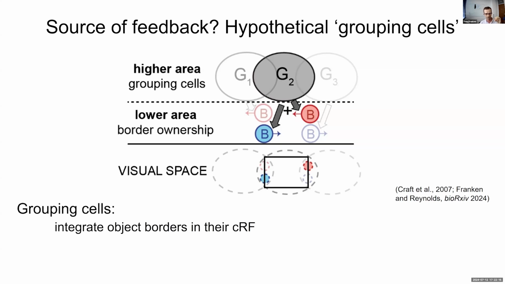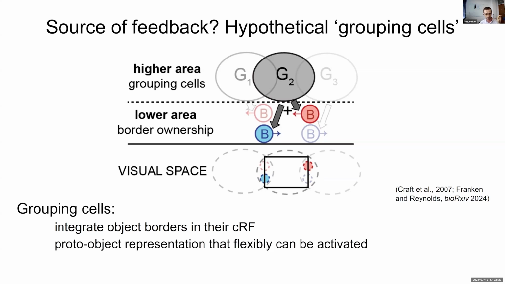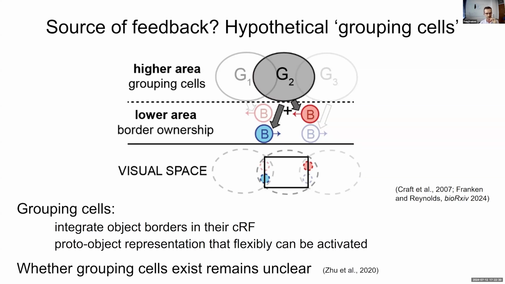So grouping cells are thought to integrate object borders in their classical receptive field and represent a way for the brain to indicate the organization of proto-objects in a visual scene that can be flexibly activated. However, the existence of these cells has remained hypothetical. So that's what we try to do in the experiments that I will describe.